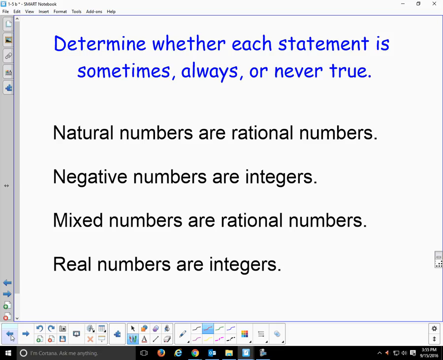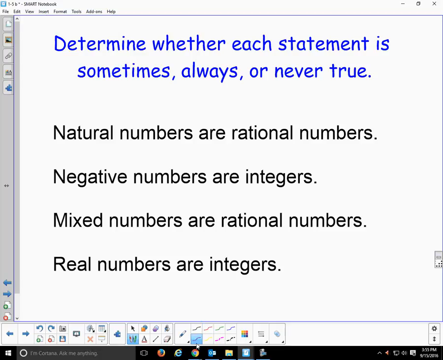Pause it, try these 4. See if you can figure out if these statements are always true, never true, or sometimes true. I'm going to assume you paused it. I'm going to keep going here. Ooh, I'm already at 12 minutes. That's a little bit longer than I want to be.